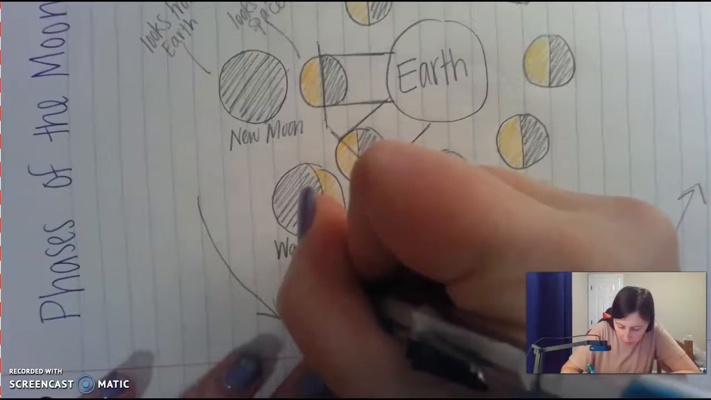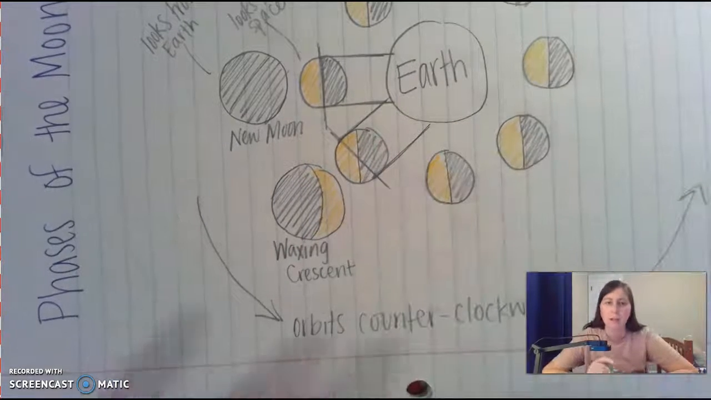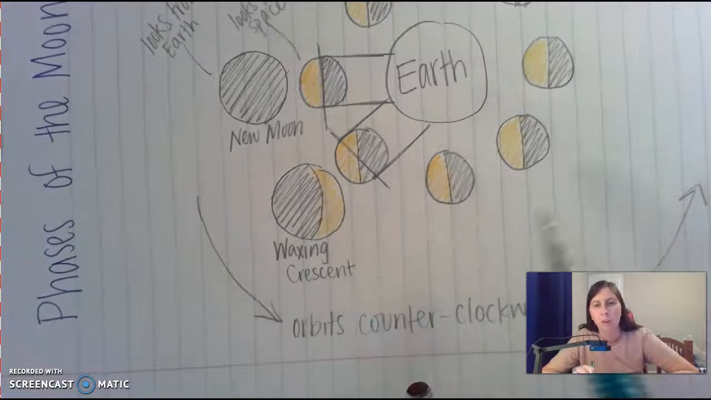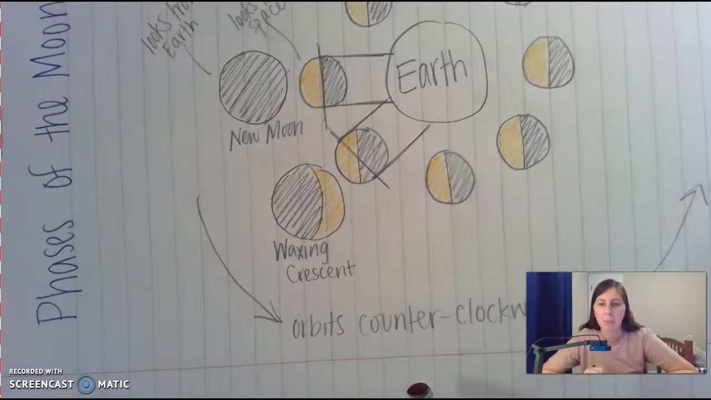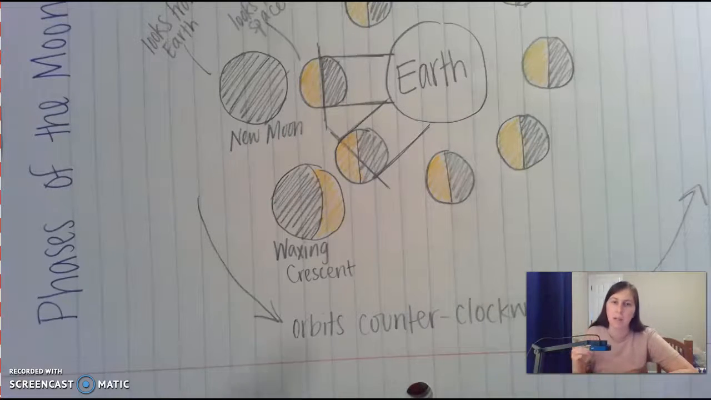So I remember my waxing and waning because I think the light is on the right when it's starting to get bigger. You want to be big and you want to be right. So that's how I always remember whether it is waxing or waning, based on which side has light.